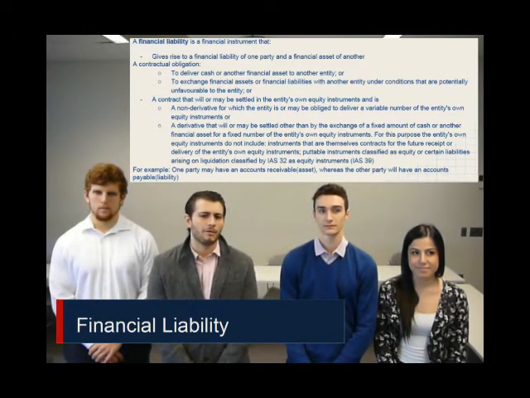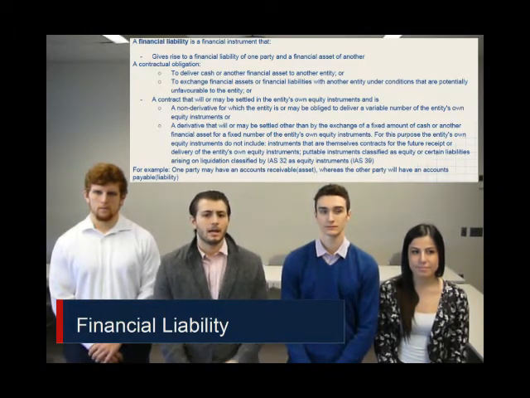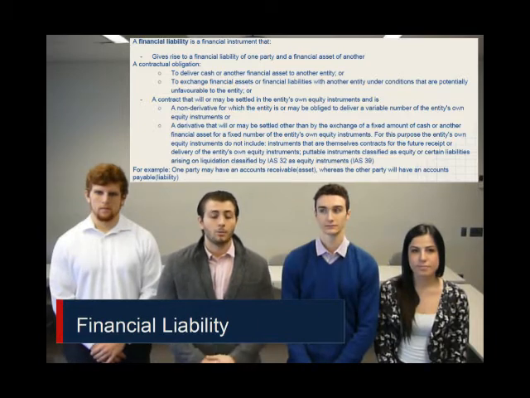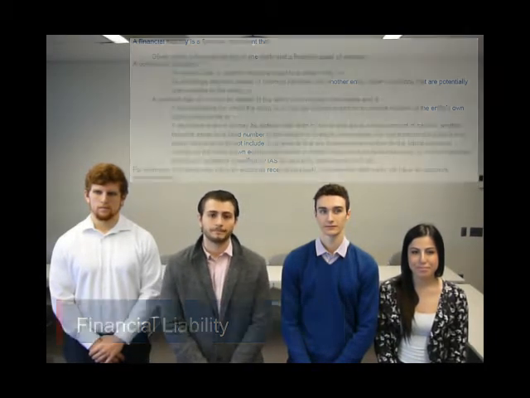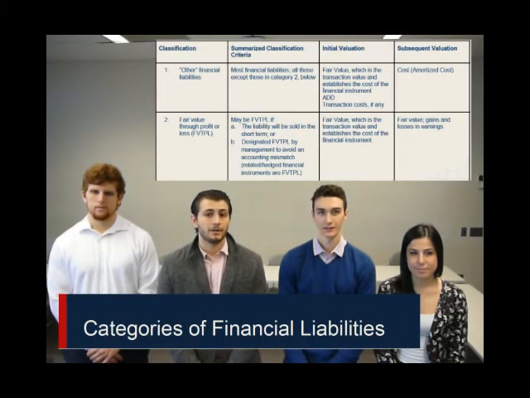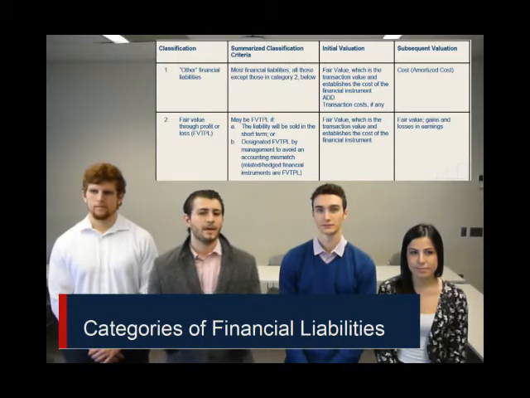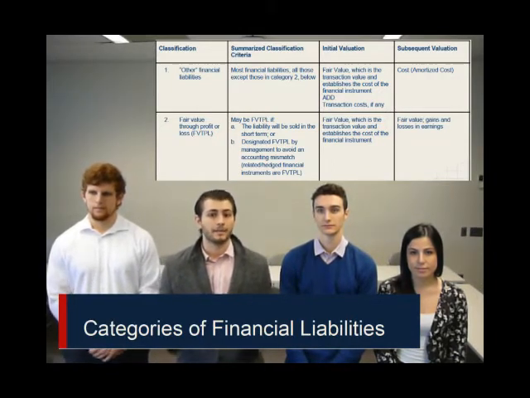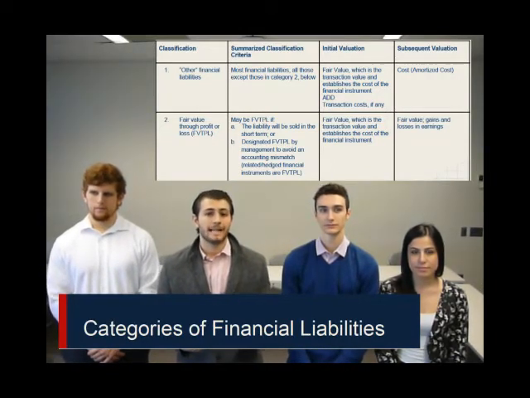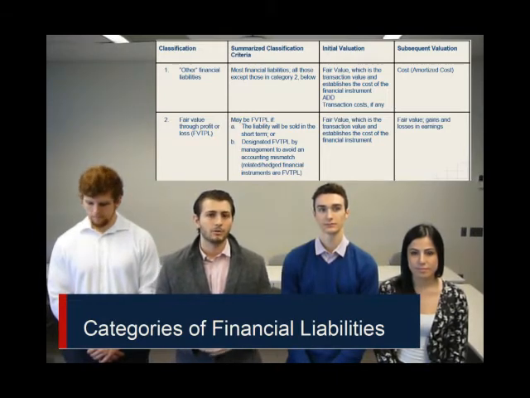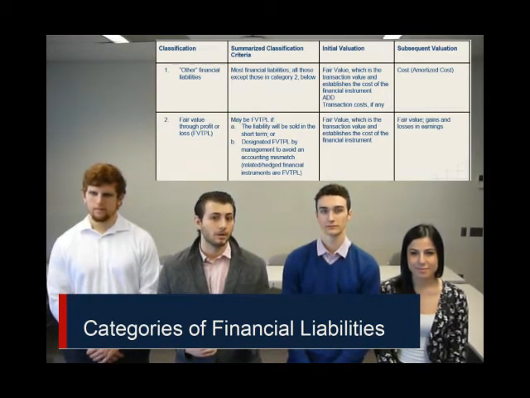So let's give an example of financial liability. An example would be an account receivable to one party, or it would be an account payable to another. So what are some categories of financial liability? Well, the main one is other financial liabilities. So what is this? It's the most common financial liabilities, which is like the catch-all for everything. So everything falls into this category, and whatever doesn't fall into this category goes into the next classification, which I'll talk about in a little bit.